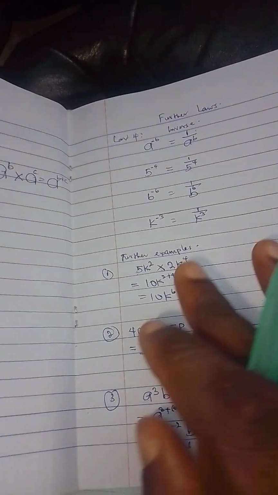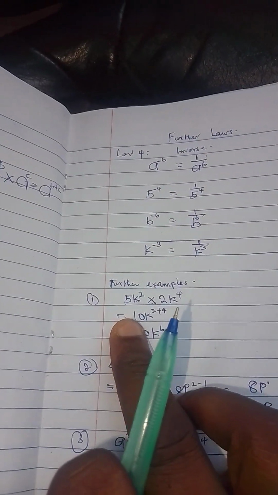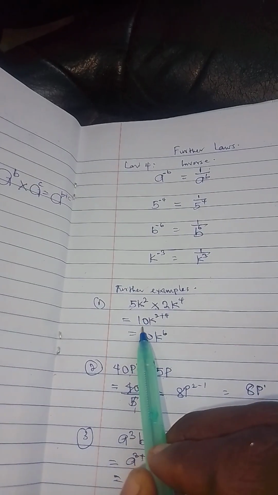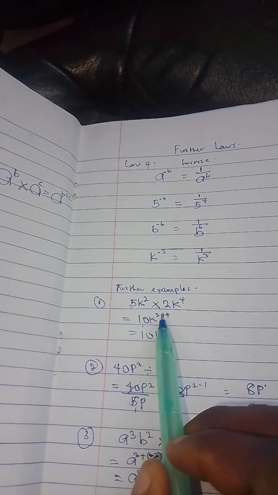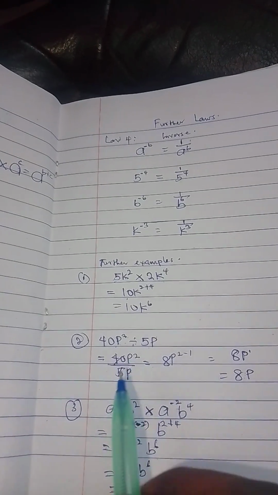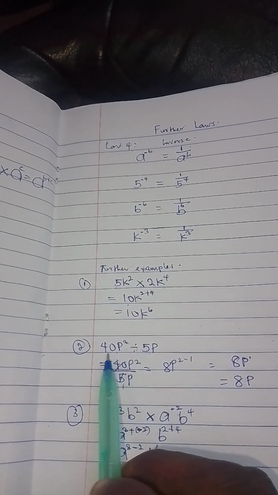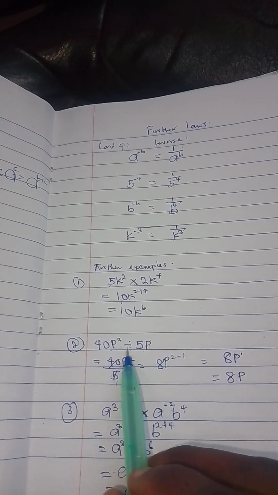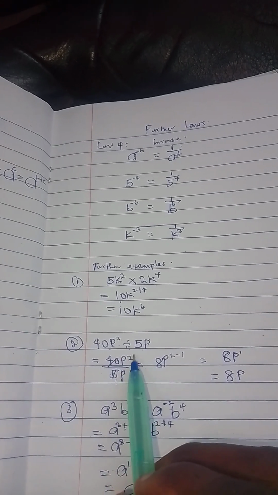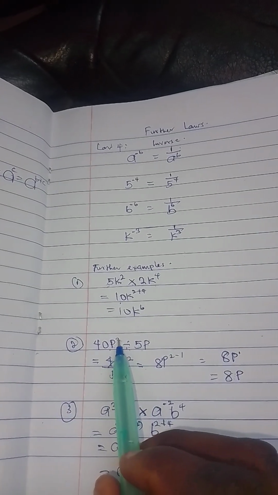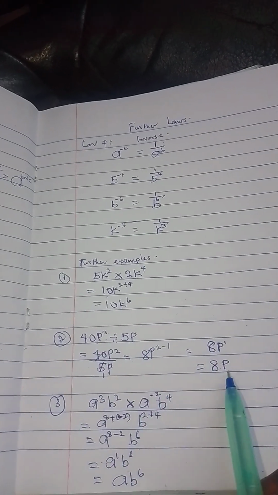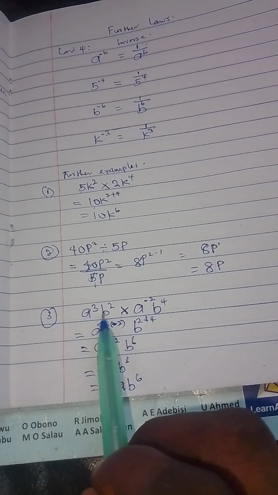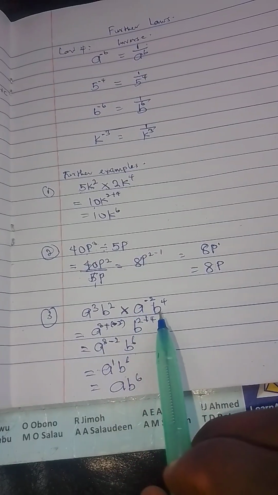Do you get that? So let me quickly review the 3 examples I've given you so far. The first one, the bases here are not the same. 5 and 2, I multiply to give me 10, but k and k are the same, so I pick it and apply the law. Then the second one, the numbers here are not the same, so I divided. The bases here are the same, p and p, so I decided to get the difference between this power here and this power here. That's what gave me this final answer. The third one says I have a raised to power 3, b raised to power 2 times a raised to power minus 2 and b raised to power 4.